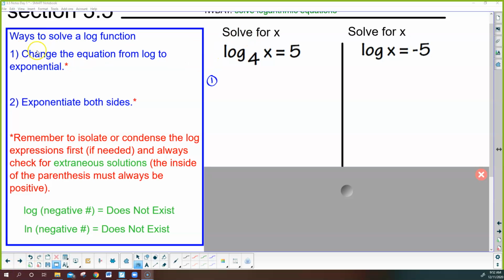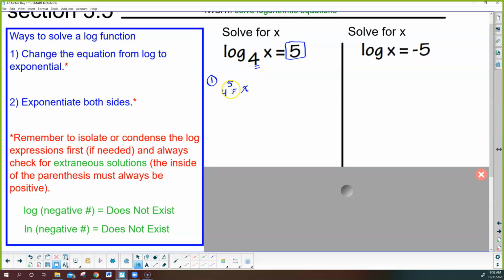Okay. So first method we're going to use is to change from log to exponential. So notice we have my base. My base is 4. And then I have the answer. If I take the base to the power of the answer, that has to equal whatever we're taking the log of. So in log form, I don't know this answer and I really don't know how to approach it.